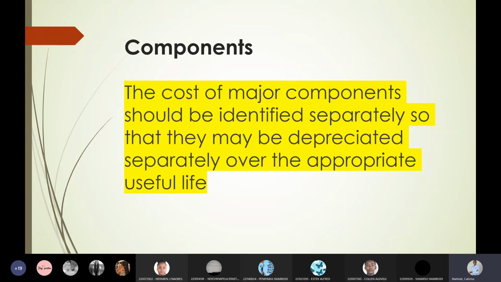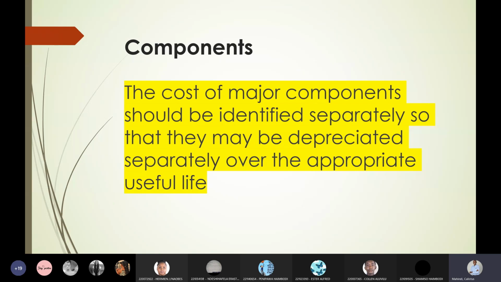Now, these components may have different useful lives. And because they have different useful lives, they may need to be depreciated separately. So for example, like the seats of an aircraft, because so many passengers come in and out of an aircraft every day, the seats may be subject to more wear and tear than the exterior of the plane. Okay, so the seats might have to be replaced more frequently than the entire body of the plane, right? So the seats will have a different useful life.